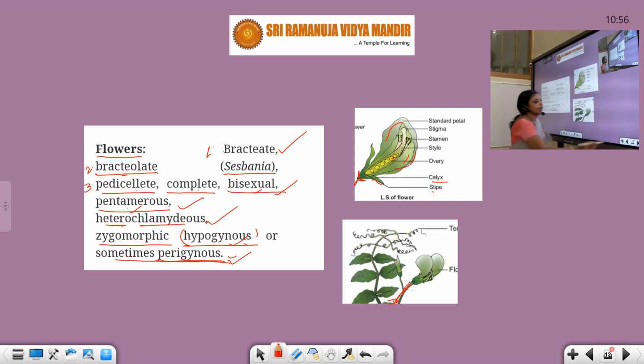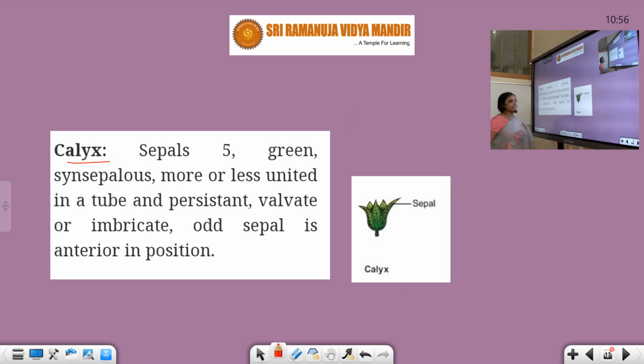Now next, calyx. If you see the number of calyx, starting from this place, 1, 2, 3, 4 and 5. This is 1. So 5 sepals are there. Separately we call each one a sepal, and together it is known as calyx. So the number of sepals is 5. And how does it look? The color of the sepal is green.